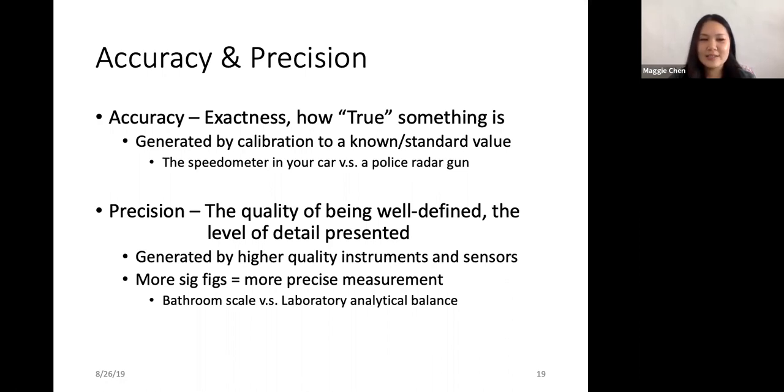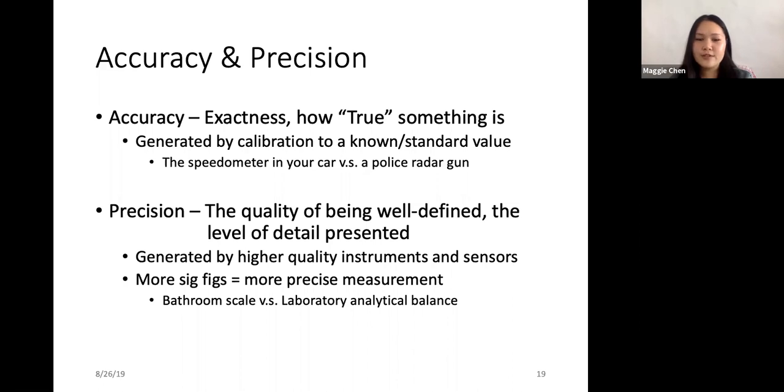So this is generated by calibration to a known standard or value. If we're looking at a speedometer in your car versus a police radar gun, as an example, when you get your car, the speedometer is calibrated once. When you get your safety check, you don't calibrate it again. So you don't have yearly maintenance things for your speedometer. It's just calibrated that one time, and that's pretty much it.